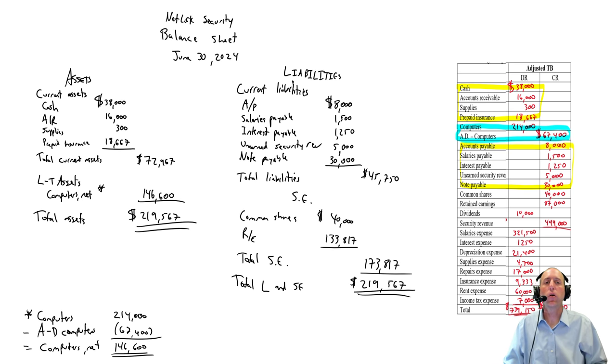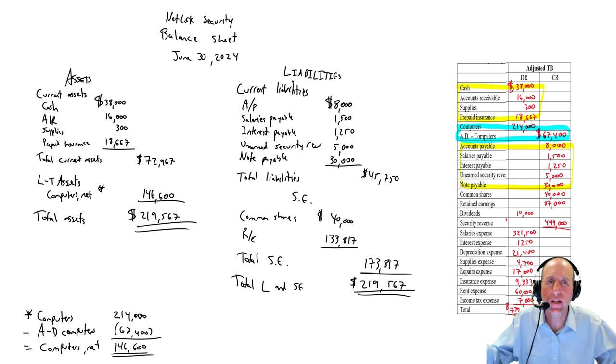On to the final part of problem 3.3a. This has us doing closing journal entries. And it might be a new concept to you. I'm going to introduce it as if this is a new concept. So we'll talk a little bit about what a closing journal entry is, and then we'll just do it for this NetLock security company.